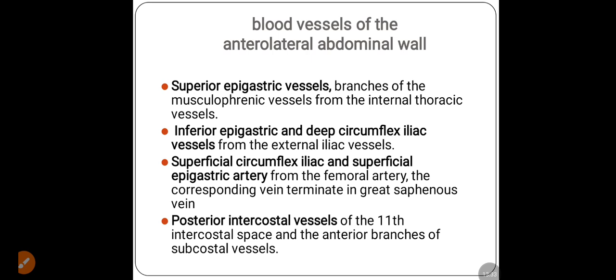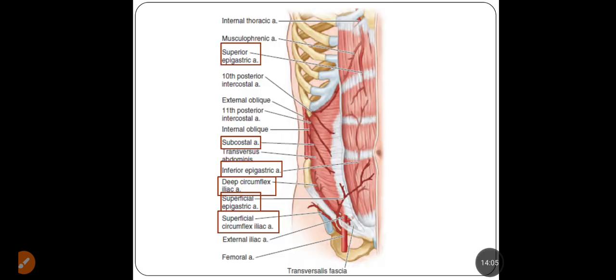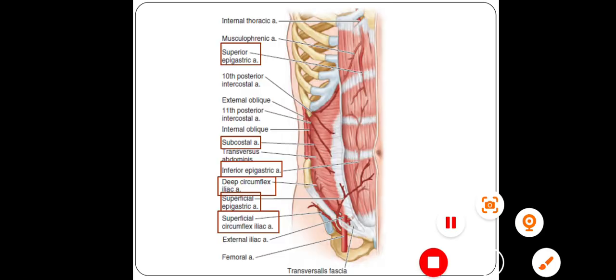Blood supply of the anterolateral abdominal wall. The anterolateral abdominal wall is supplied by the superior epigastric artery, which is one of the contents of the rectus sheath. The superior epigastric artery is a branch from the internal thoracic artery, or internal mammary artery. Inferior epigastric and deep circumflex iliac arteries branch from the external iliac artery. Let's describe one by one.